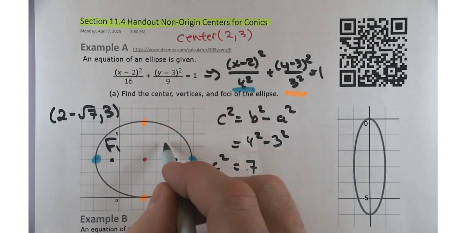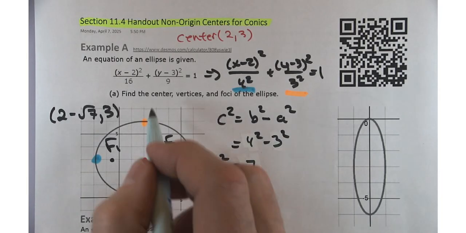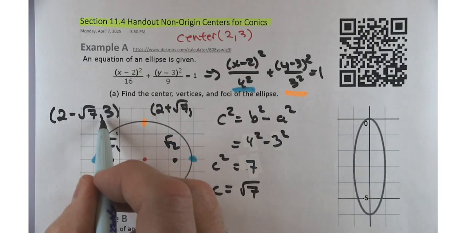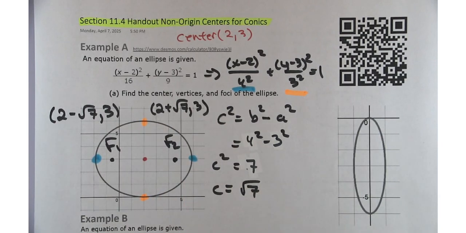What about F2? How am I going to find that coordinate? Yeah, the y coordinate doesn't change, so I'll leave that there as a 3, but we're adding the square root of 7 to move to the right by that distance, so there's your foci. Great. Now let's flip things over to the next page, because I'm going to let you do some of these problems, B, C. So that's going to bring us to problem D.